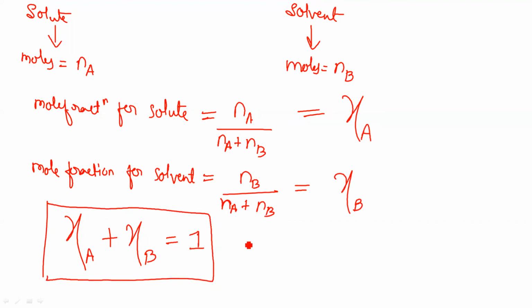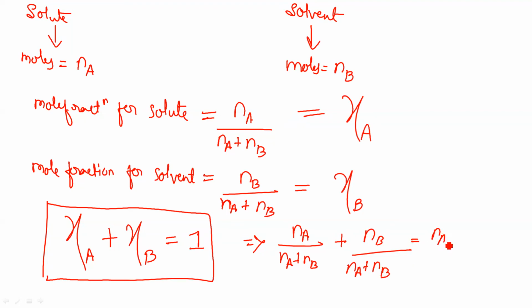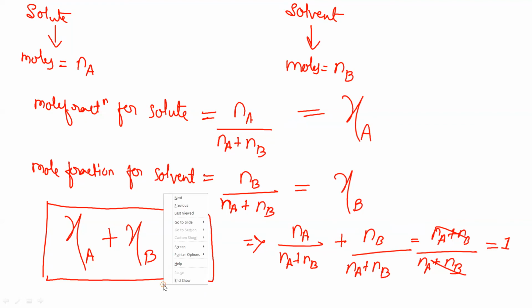How can you prove it? Na upon Na plus Nb plus Nb upon Na plus Nb gives you Na plus Nb upon Na plus Nb. So it gets cancelled out and the answer will be 1. So it has been proved. This is the mole fraction.